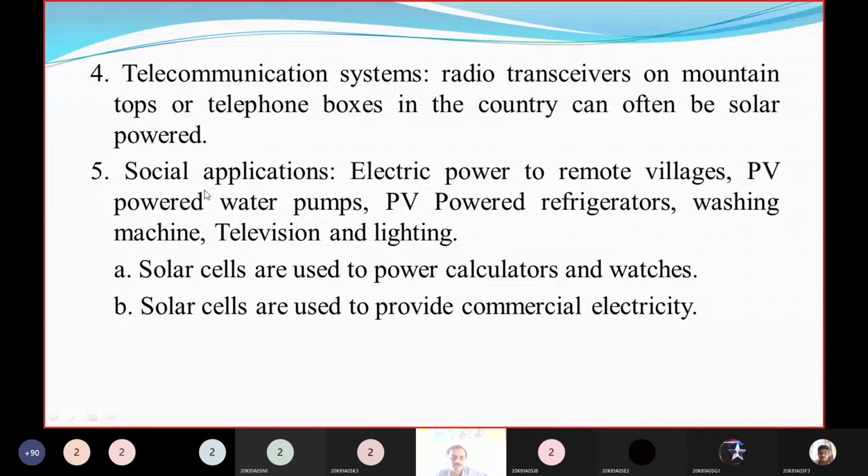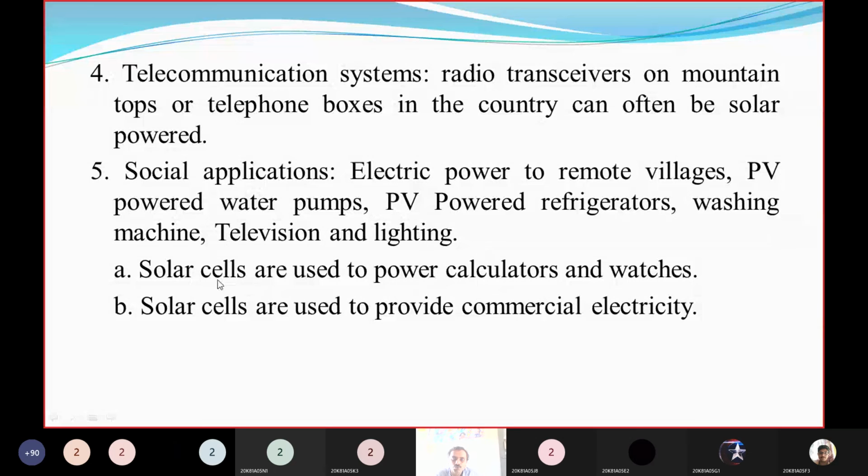Similarly, next, social applications. In social applications, electric power to remote villages. PV powered water pumps. PV means photovoltaic. Photovoltaic powered water pumps, and PV powered refrigerators, washing machines, television and lighting. So by using these, we can produce electric power in remote villages. These are all some solar applications.